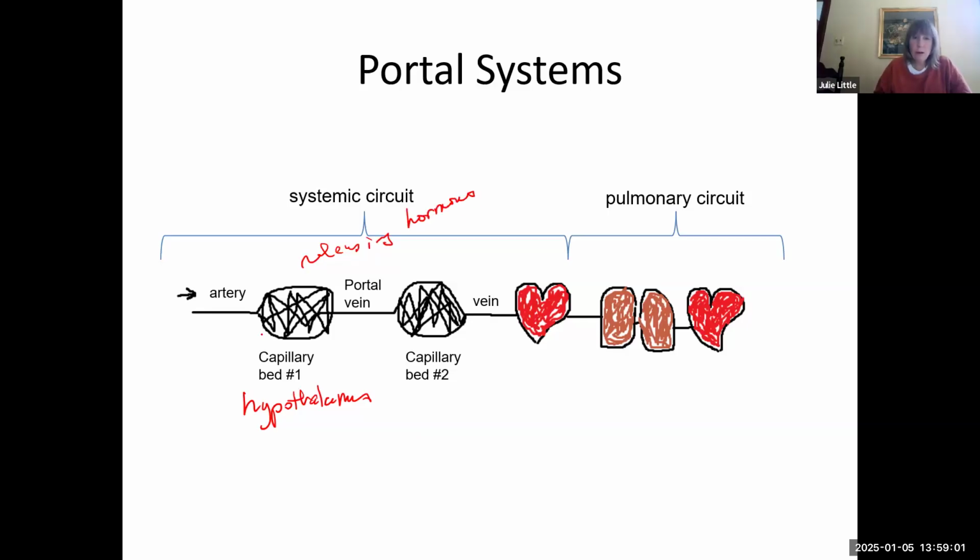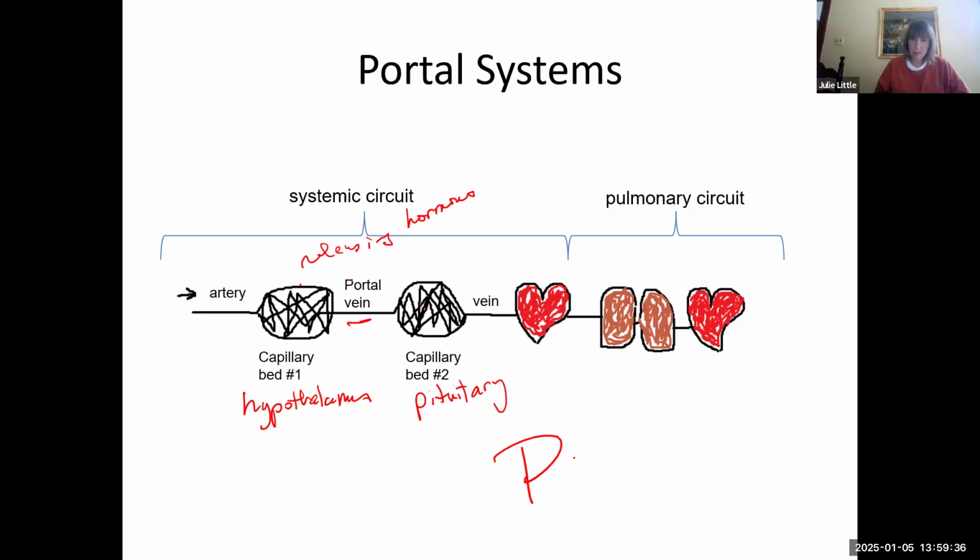We put those releasing hormones into what's called a portal vein, because it's a portal to the second capillary bed. This is a unique setup, and this second capillary bed will be straight in the pituitary, specifically the adenohypophysis, the anterior pituitary. So the releasing hormones can go straight from the hypothalamus to the pituitary, and then the pituitary can release the hormones into the blood, and then it goes through the heart to the pulmonary circuit, and then back to the heart and through the rest of the body.